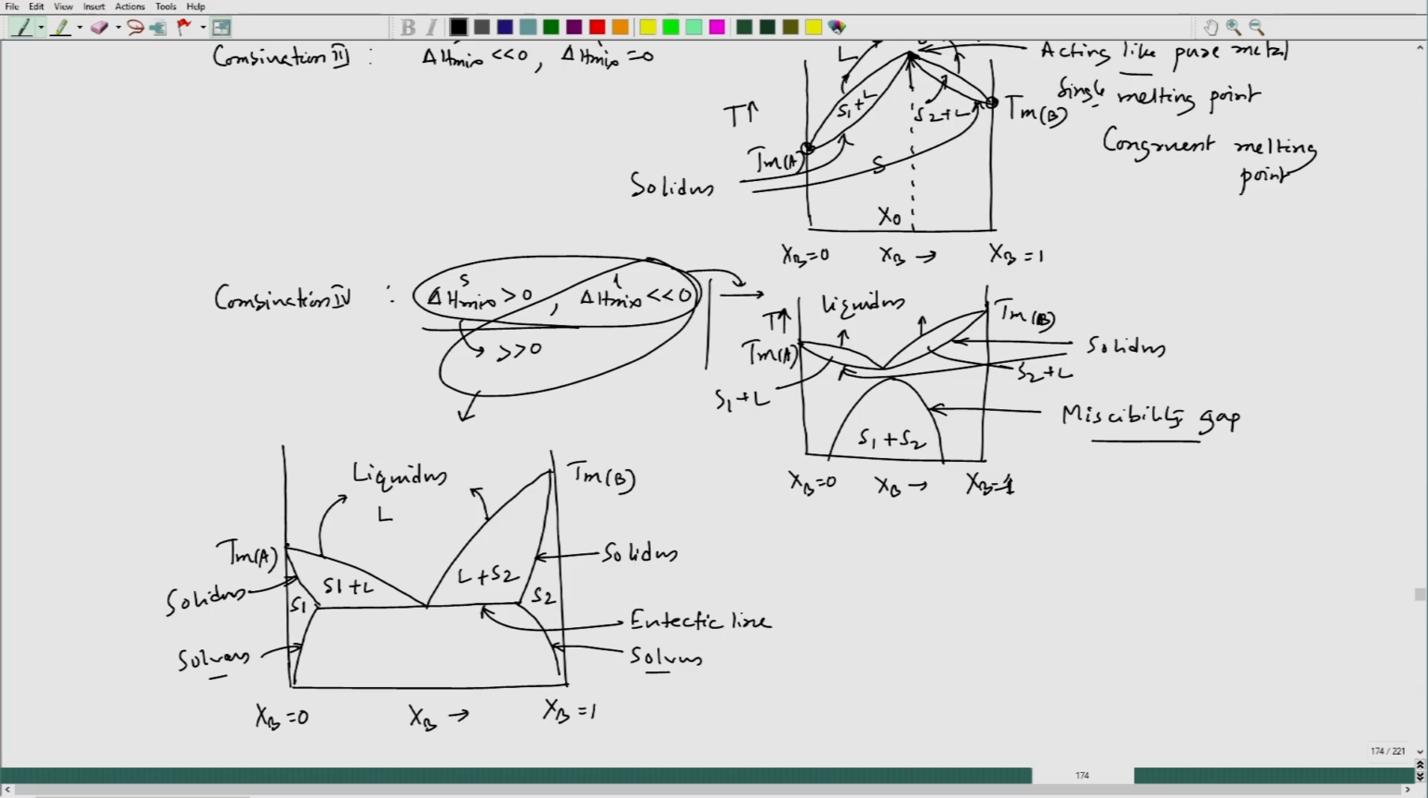So, these are the important lines, and we have one point which is acting like a pure metal. See, if I take any composition exactly matching this composition, this is x0 let us say, that composition will solidify, if I start with a liquid phase, just like a pure metal when it gets solidified. So, that is a unique point, and that point is called the eutectic point.